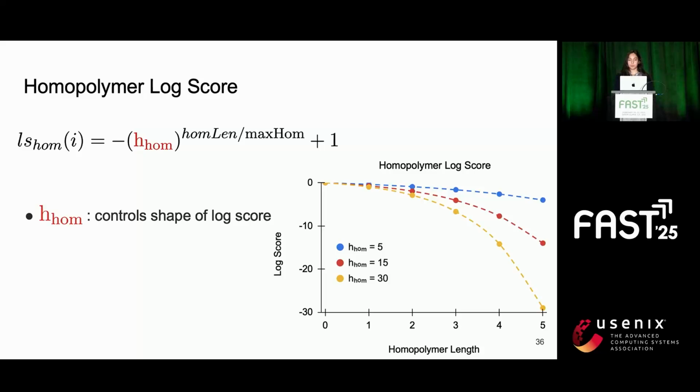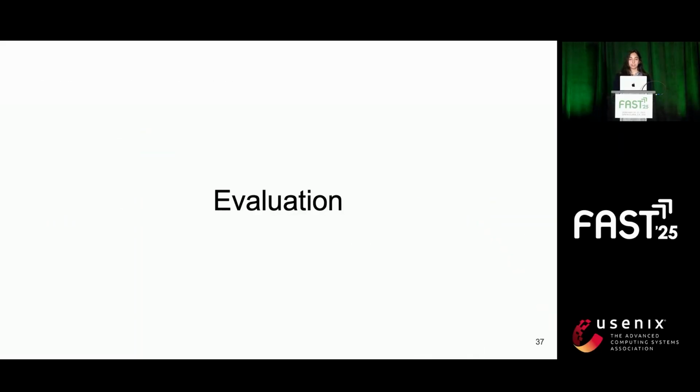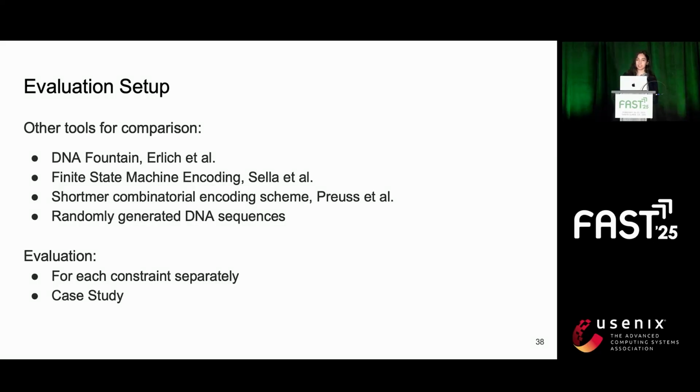So now that we have our tool, how can we actually evaluate whether this is a good tool or not? For this, we decided to compare our tool to other existing sequence generation tools, which are DNA Fountain by Ehrlich et al., finite state machine encoding by Sella et al., the short-mer combinatorial encoding scheme by Preuss et al., and finally, randomly generated DNA sequences. The first three tools have already their own methods to overcome the biological constraints that I mentioned previously, while the randomly generated DNA sequences just randomly generates it without actually taking it into account.